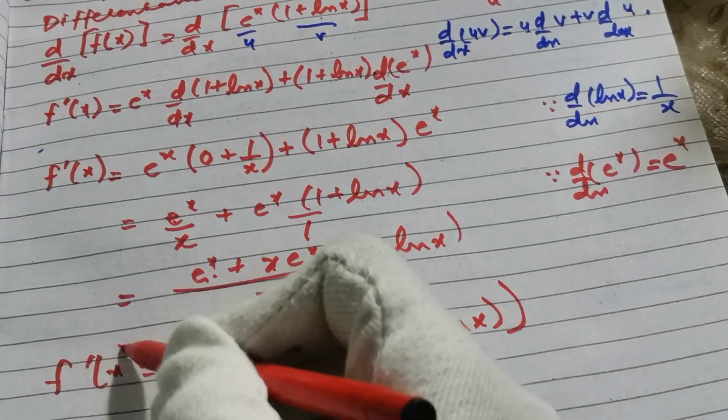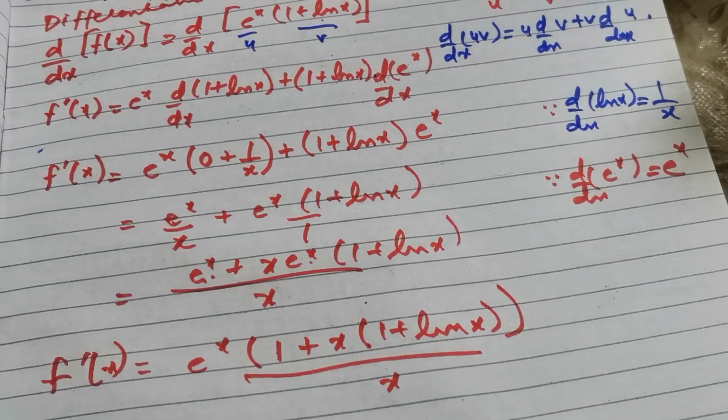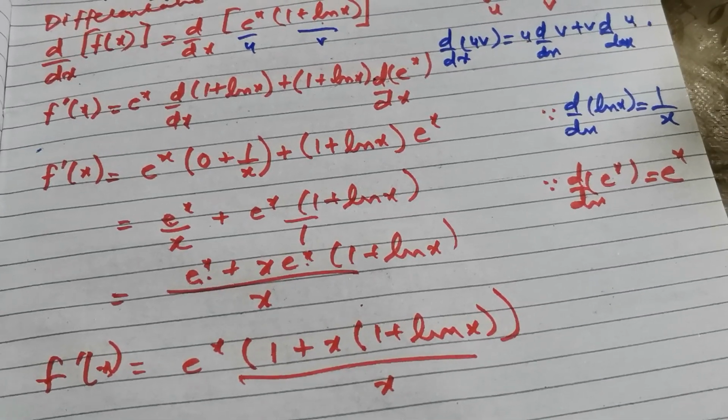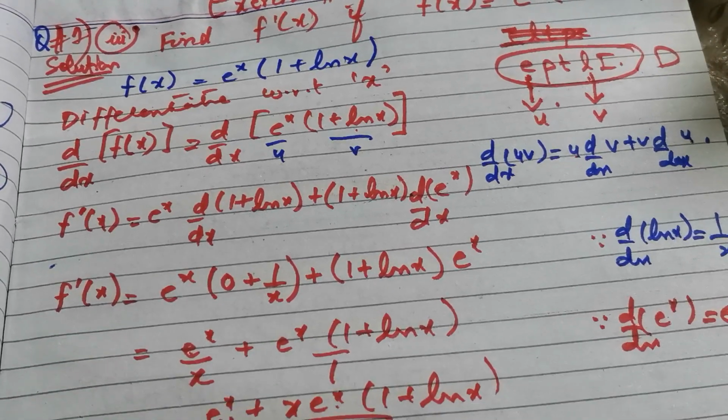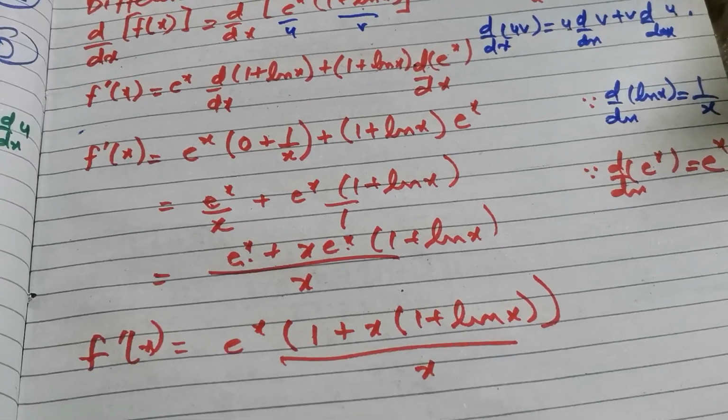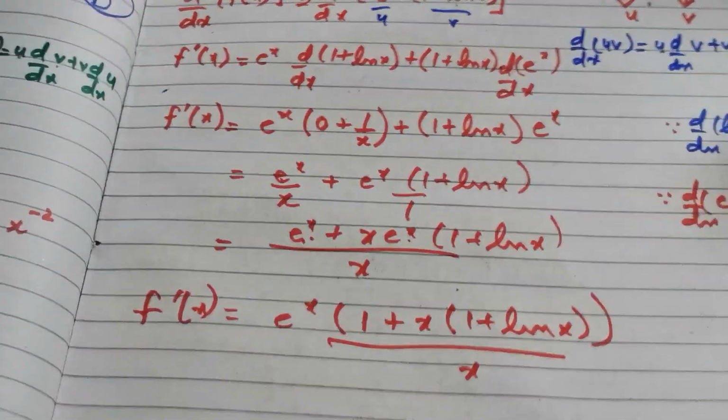So f dash of x is equal to e^x times (1 + x(1 + natural log of x)) divided by x. So the derivative of e^x (1 + natural log of x) is this whole term. This is our required solution.